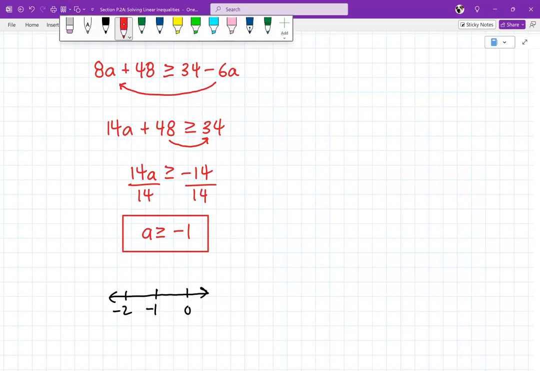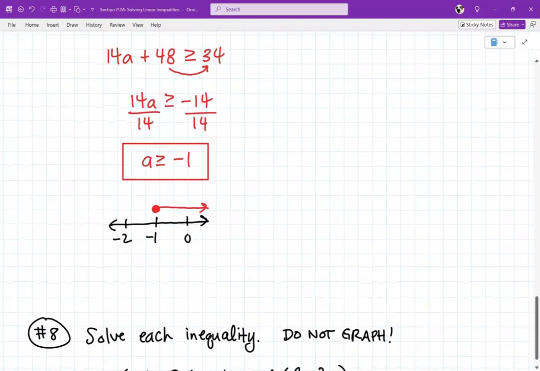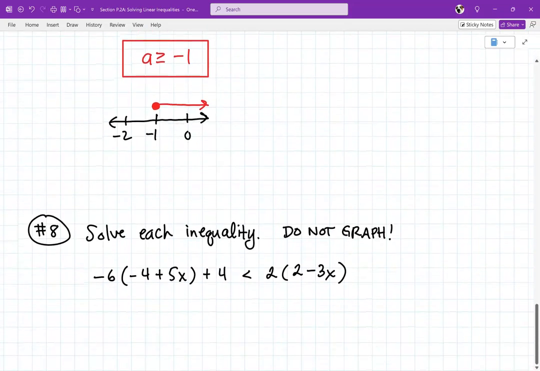This says greater than or equal to. So my circle is going to be solid at negative 1. Okay, so solid circle at negative 1. Greater than or equal to, since my a is on the left side, my variable is on the left side, that means I can follow the arrow. So I'm just going to go to the right, and I'm done. Okay, so there you go. That's the solution. Go ahead and start copying that one down.